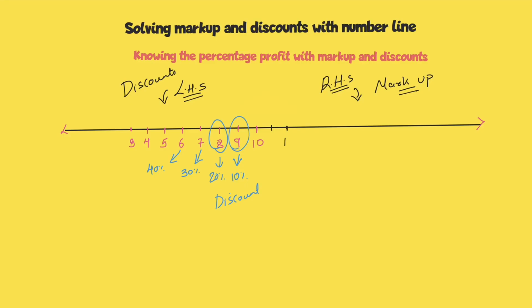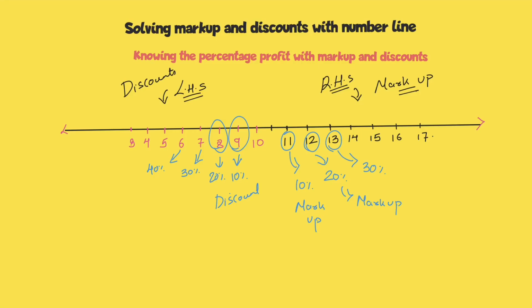So what will the RHS be? After 10 it will be 11. Then after 11 it will be 12, after 12 it will be 13, after that 14. Just like how we went from 10, 9, 8, 7, we are going from 10, 11, 12, 13, 14, 15, 16, 17, and so on. Then what did we say? 9 represented 10% discount. Now 11 will represent 10% markup. So 12 will represent 20% markup. Similarly, 13 will represent 30% markup, and so on.